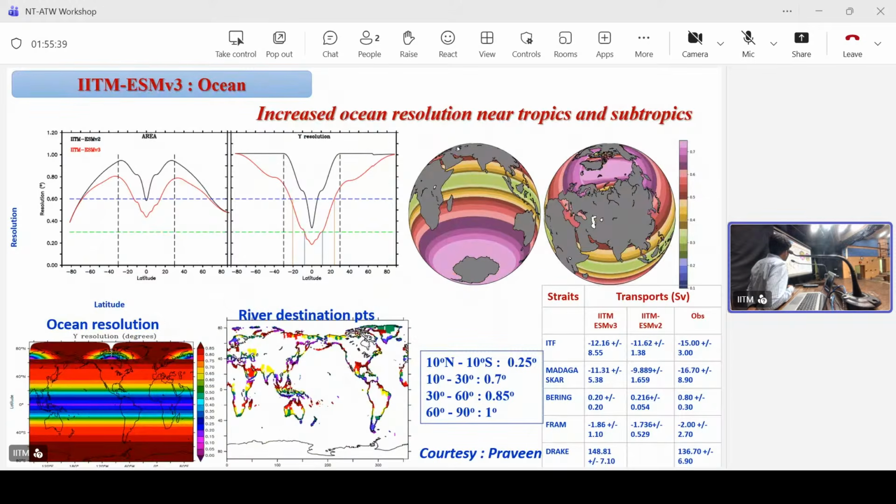And these are the river destinations, like I was mentioning. We have an active river routing. The precipitation minus evaporation minus runoff over the land is routed into the nearest destination point, and then it is discharged into the ocean.